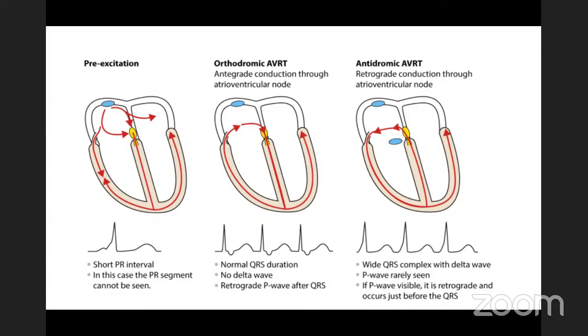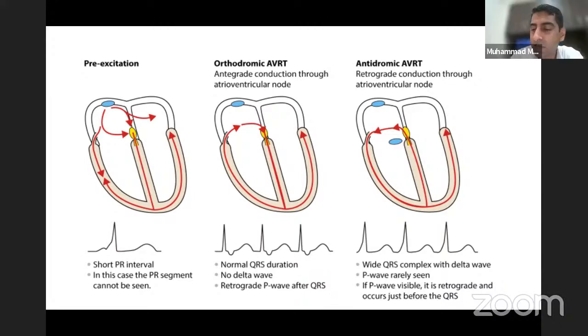And just one last question: what is the difference between AVRT and AVNRT? The difference is that in AVRT, there is some extra connection, an accessory pathway, that is involved in the SVT. If you are looking at the ECG, usually there is no difference, for a normal person or even for a cardiologist.